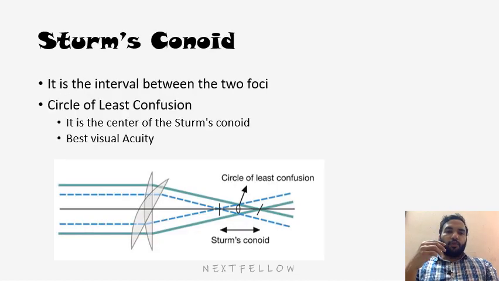Then there is something called Sturm's conoid. It's basically the interval between two foci. I told you there are two foci, and the space between the two foci is called Sturm's conoid. The circle of least confusion is very important in the case of Sturm's conoid. It is the center of the Sturm's conoid, with the best visual acuity. That is where we have to try to target the patient's focus of the rays. If it is at that point, then it's fine. If it's at a point in front or back, there will be more confusion and the patient will have difficulty. So that is why it's called the circle of least confusion.